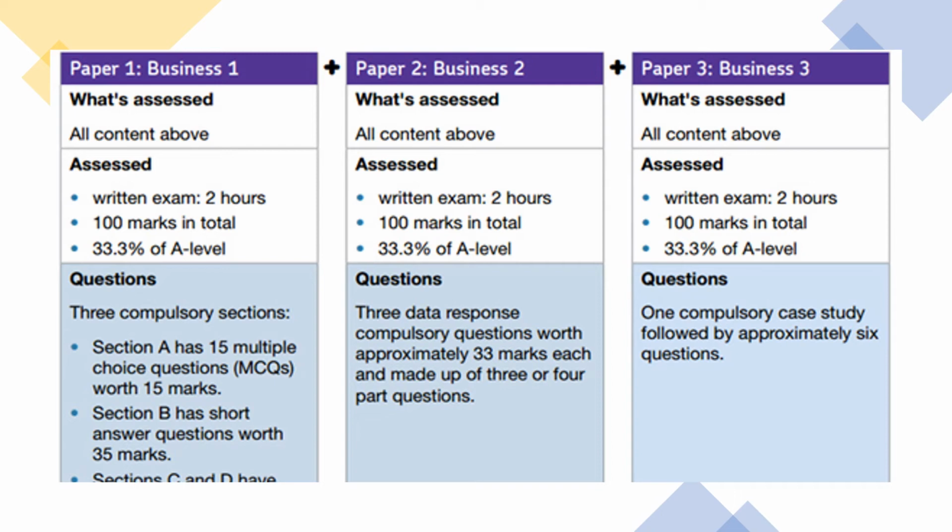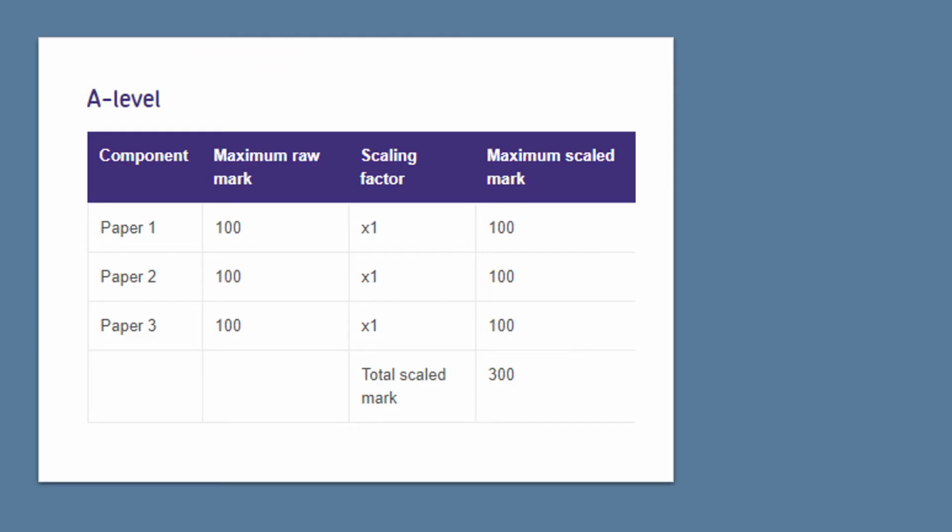And then question 3, you get one large case study that looks at the background of a business and will mention different problems the business is having. And then you will typically get around a page or 2 pages of data that you will need to use in order to justify your decision. So again, all papers are worth the same amount of marks, and they're weighted the same.